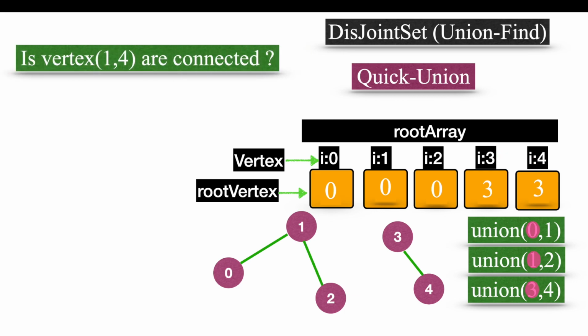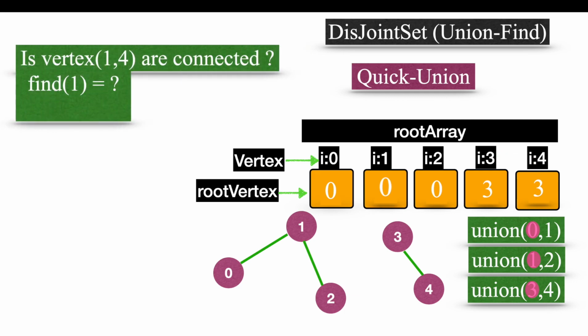Are vertices 1 and 4 connected? Find 1. Obviously it returns 0, so let's move on. Find 4. Index 4 has value 3, so move on to index 3. Index 3 has value 3, so 3 is the root. Find 4 returns 3. Now both vertices have different roots, so they are not connected.